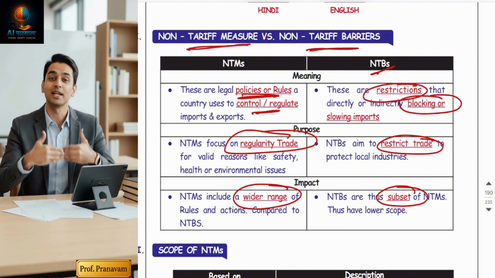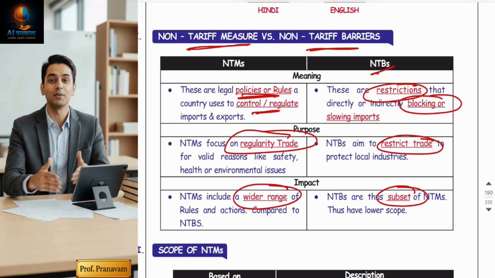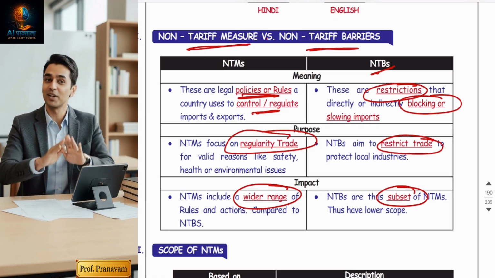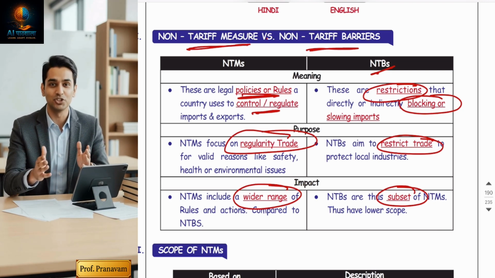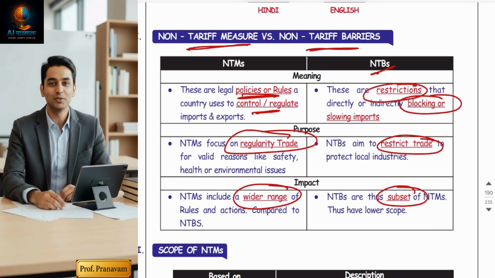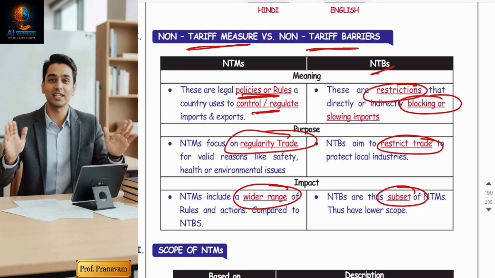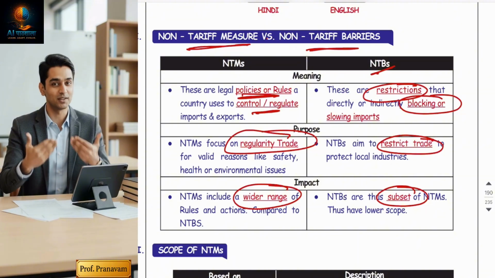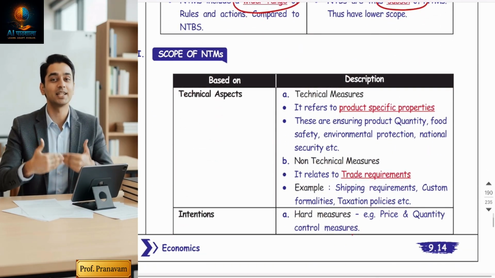So NTM actually has a wider scope than NTBs. NTB is actually a part of NTM. So NTMs have clearly wider scope and NTB is a subset. NTBs are more protectionist in intention, but NTMs are more regulatory. Hope you got the difference between NTMs and NTBs.